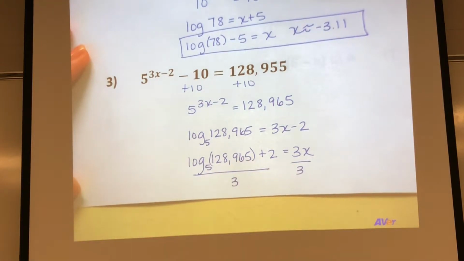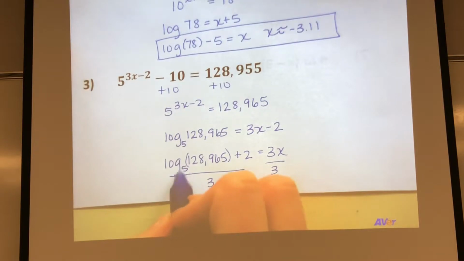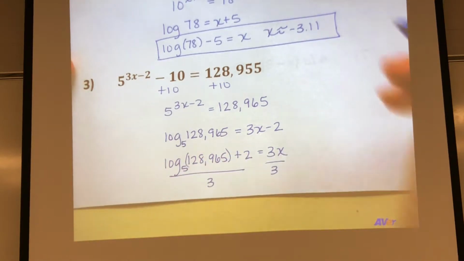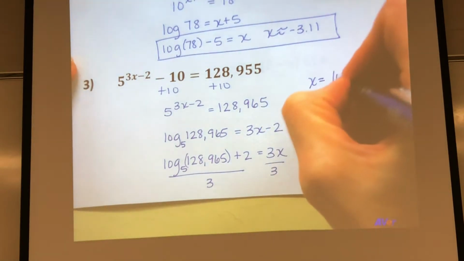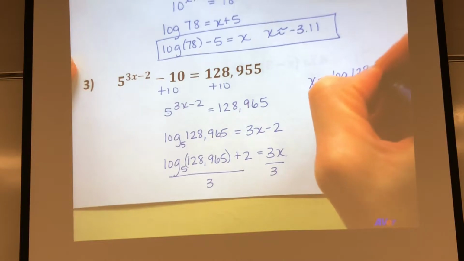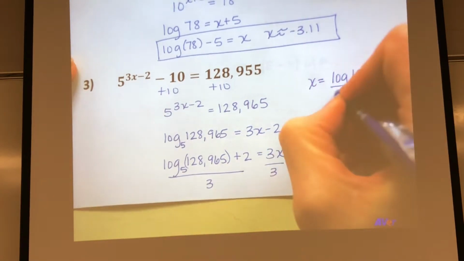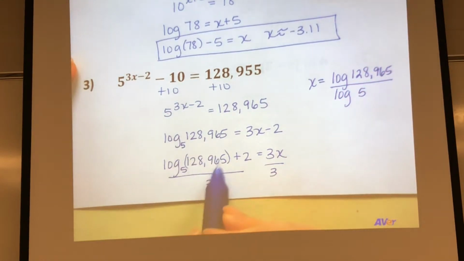Now when you go to put this in your calculator to find an approximation, there's no button in your calculator that uses base of 5. So you have to use change of base that we did in the beginning of 4-4. So the first part of 4-4 talked about change of base. So in your calculator, when you're finding x, you're going to have to do log of 128,965 divided by log of 5. That's how we put this first part in.